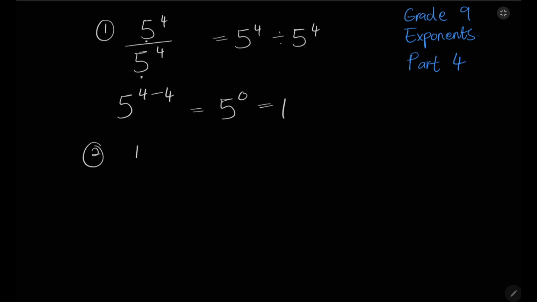Let's try the second one. Let's do 12 to the power 7 divided by 12 to the power 7. You should know this by now if you've watched the grade 8 videos. It's very straightforward. We write down a base which is 12, then 7 minus 7, which is 12 to the power 0. Anything raised to the power 0 is 1.